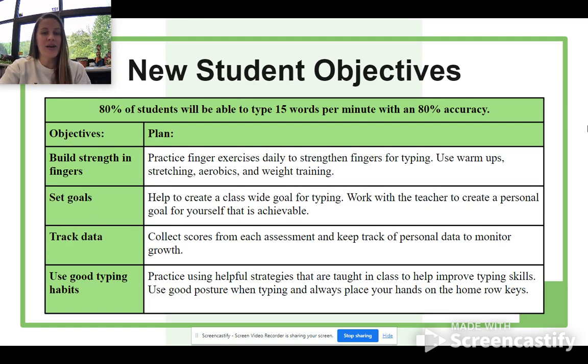The student goal remained the same. 80% of students will be able to type 15 words per minute with an accuracy of 80%. The same objectives that I just mentioned that were added to the teacher objectives also went under the student objectives, except the students will be the ones to implement these tasks.